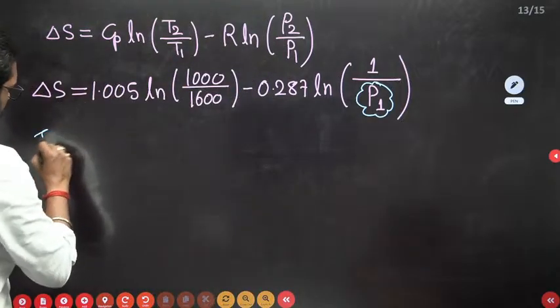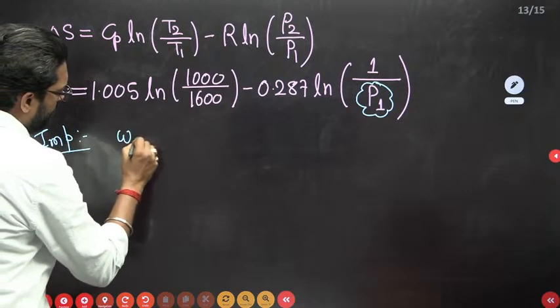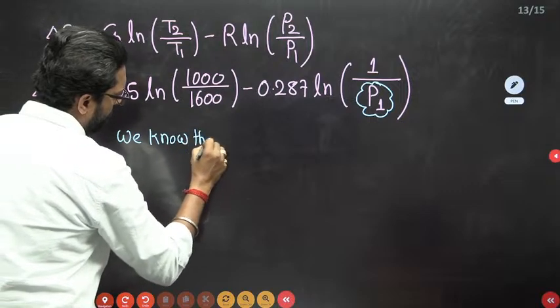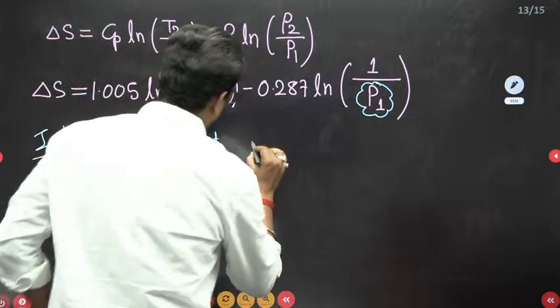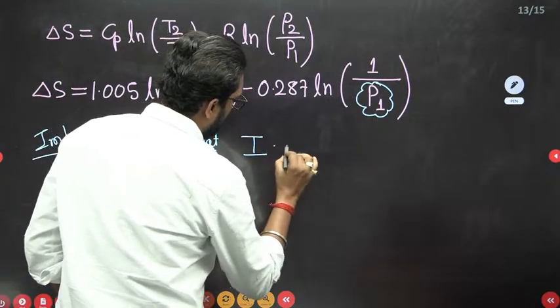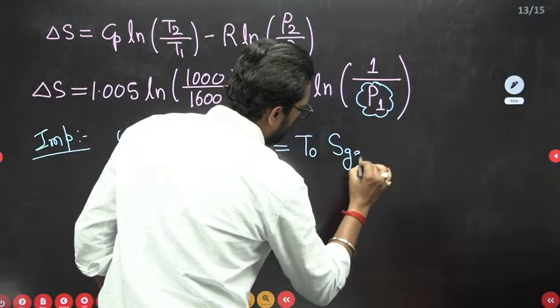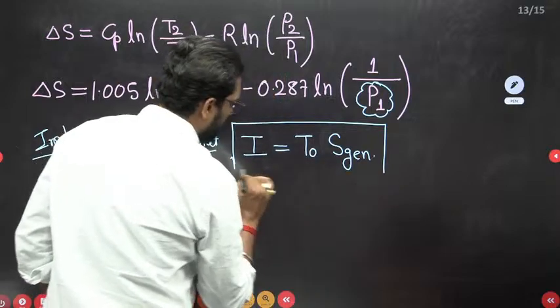Very important. What do we know? Irreversibility is equal to T naught into S generation. We know this formula. If you don't know it, you cannot solve this problem.